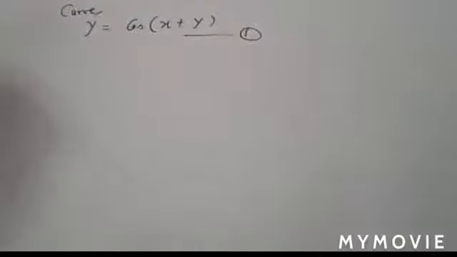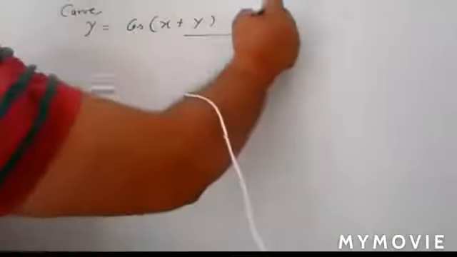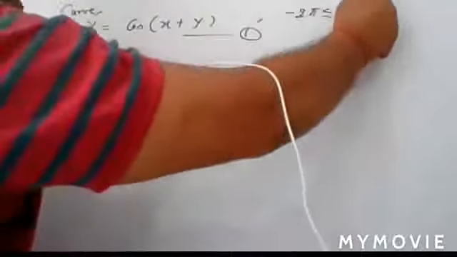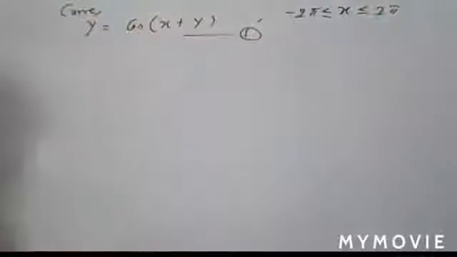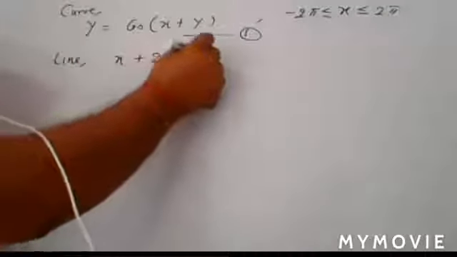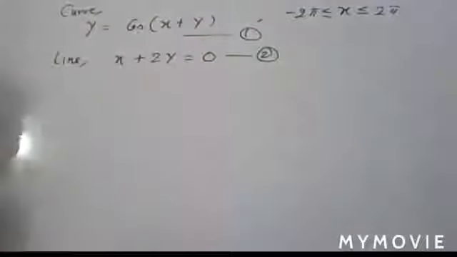Find all the tangents to the curve y is equal to cos of x plus y, where x is greater or equal to minus 2 pi and less or equal to 2 pi, that are parallel to the line x plus 2y is equal to 0. So this is your question.